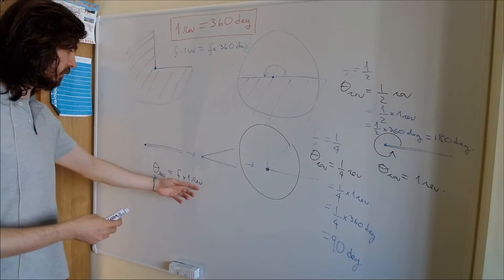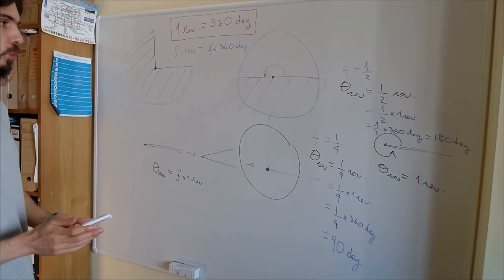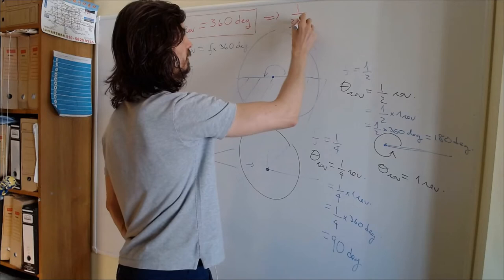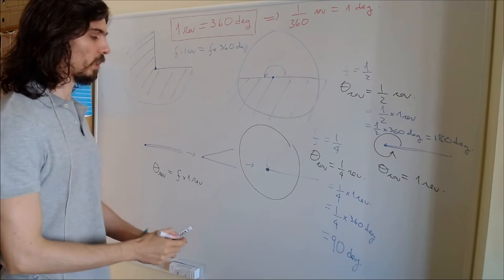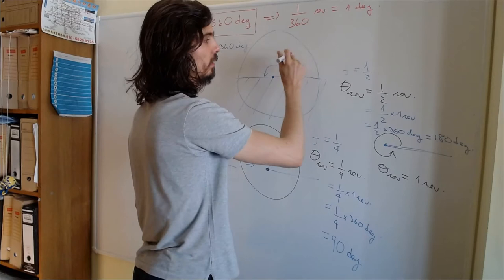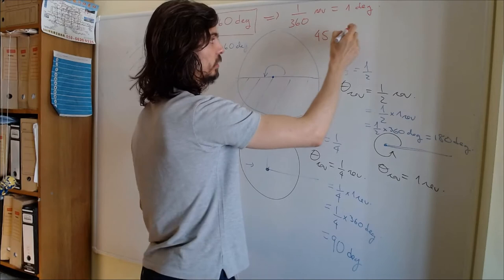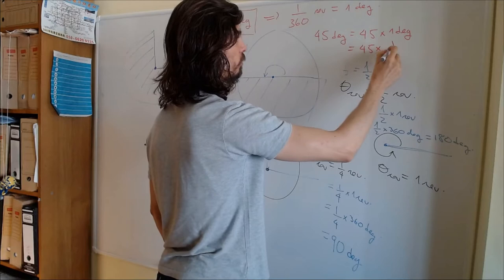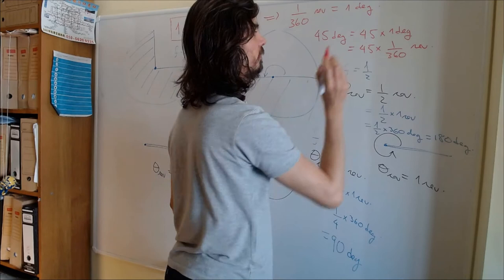Okay. By the way, how do you go the other way around? If you just want to convert degrees into revolutions? Well, this implies that 1 over 360 revolutions means 1 degree, right? And that means that if you have something like 45 degrees, well, this is just shorthand for 45 times 1 degree, but 1 degree is 1 over 360 revolutions. So we have 45 times 1 over 360 times rev. Okay? Is this clear?